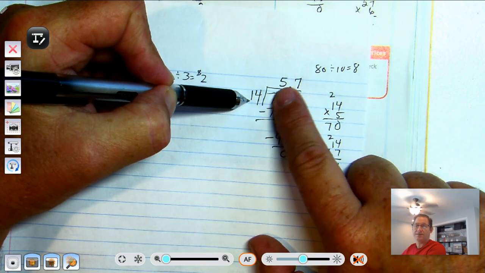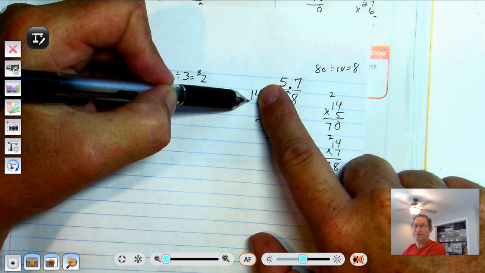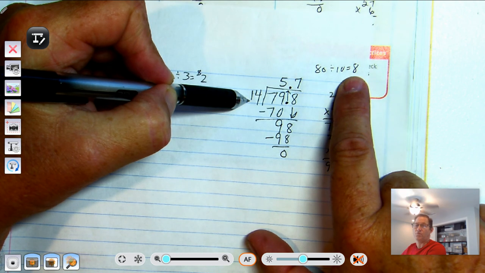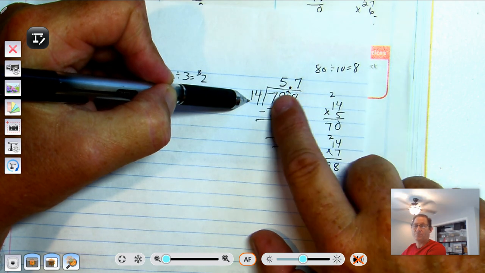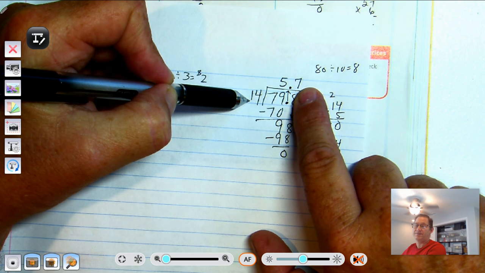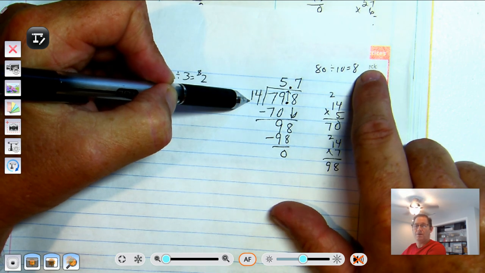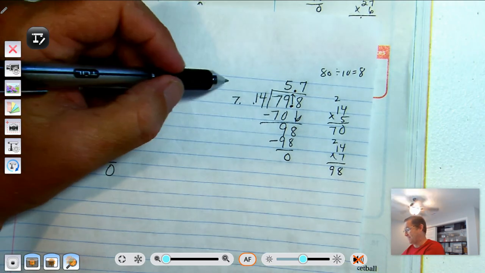So I wouldn't put the decimal point to the left of the 5 because that would be significantly further away than our estimate. And I wouldn't put it after the 7 because 57 is nowhere close to the ones. All right, so 5 and 7 tenths.